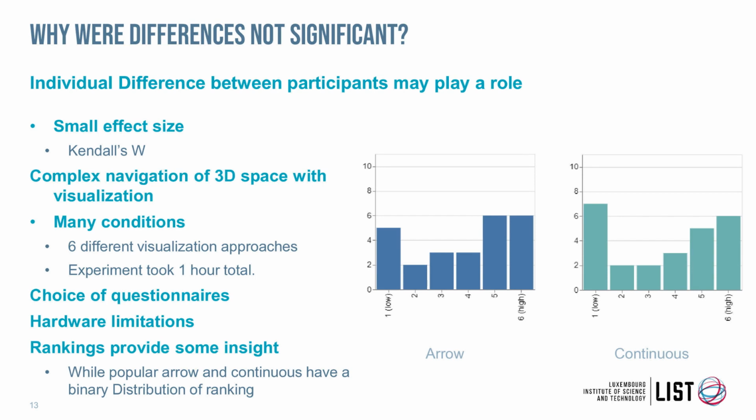Two of the more popular visualizations, arrow and continuous, have binary distributions in terms of preference, with many people giving it a top or close rank and a bottom rank. It appears that these visualizations were either highly ranked or lowly ranked with little in between, making it difficult for the rankings to be differentiated. This would suggest that individual participant preferences may play a significant role.